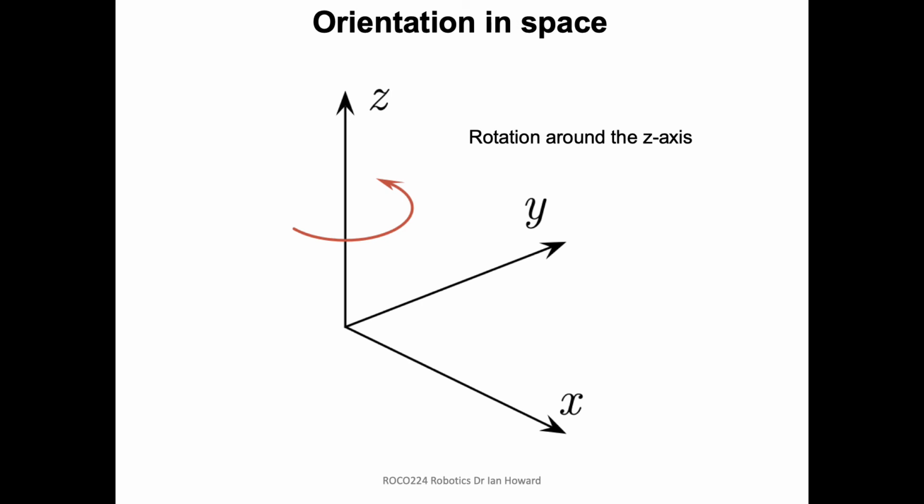We can also think about rotating objects or positions or points in space, and one of the things we have to do then is to define what we are rotating about, and it's nice if we can pick one of the axes. So in this case, we're going to rotate around the z-axis.